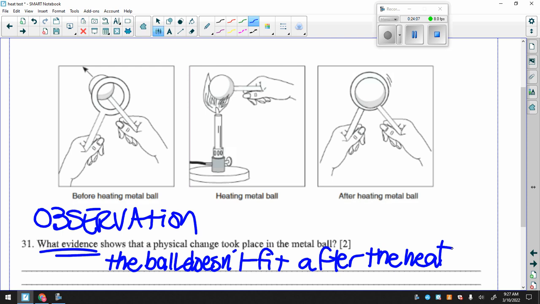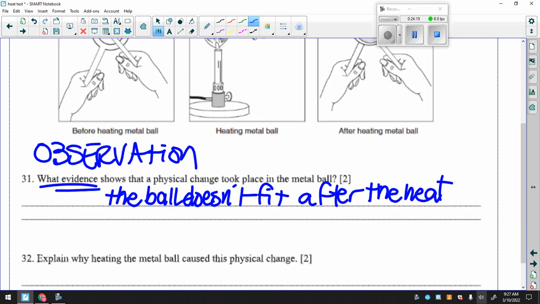The next question, 32. That's when you write expand. Why doesn't it fit? Because the molecules expand. The molecules expand, that's why it doesn't fit. Yes, sir. Perfect, and you get 100. Heat makes things expand.